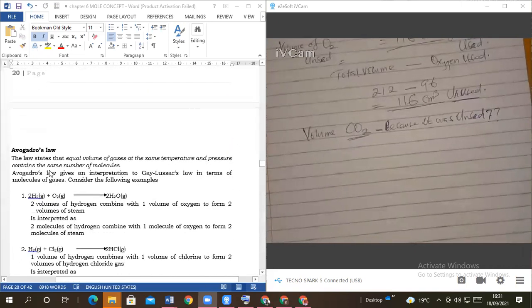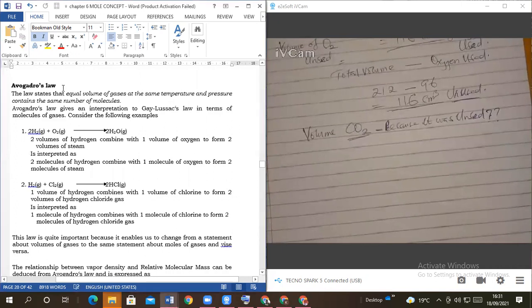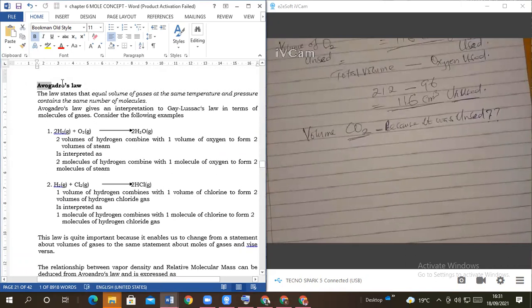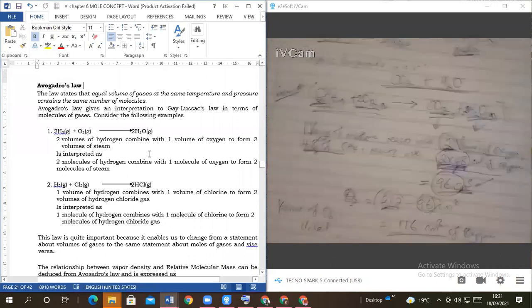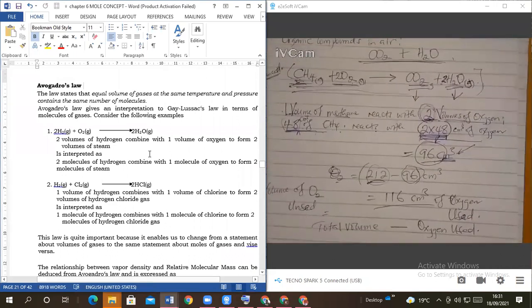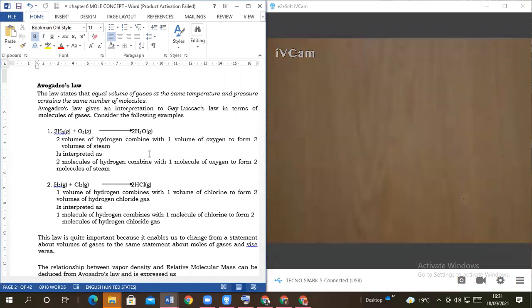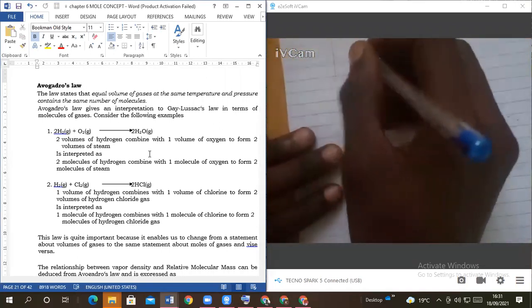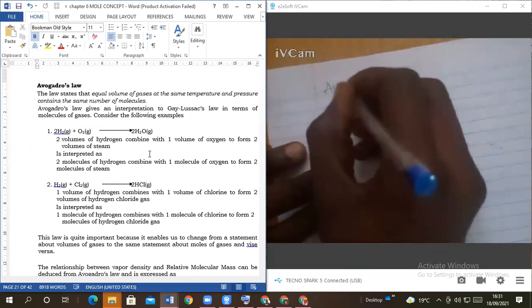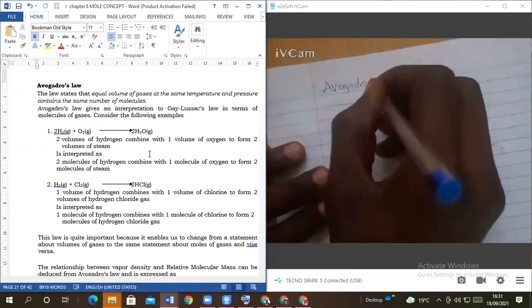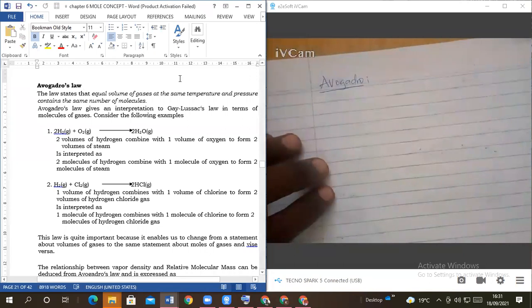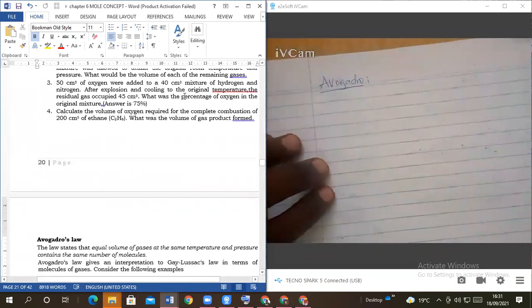Okay. Now let's go back to Avogadro. After looking at this man called Gay-Lussac, let's now finish up this man called Avogadro. He also based his work on the same thing, but he considered moles. So make sure you do that exercise. Where you get stuck, inquire.